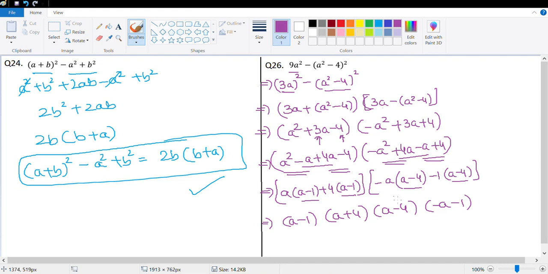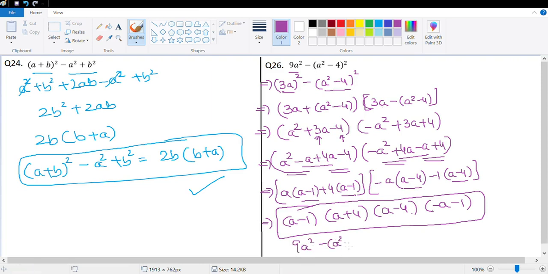If you want, you could remove negative 1 from here and change the sign of any other bracket. Otherwise, this is a completely acceptable answer. But you would again have to represent it in the question form, which means 9a square minus a square minus 4 the whole square is equal to a minus 1, a plus 4, a minus 4, negative a minus 1. Right. That's the final answer. Again, you can put a small star on this question. Interesting one, because we had to first factorize the square and then factorize the quadratic expression.